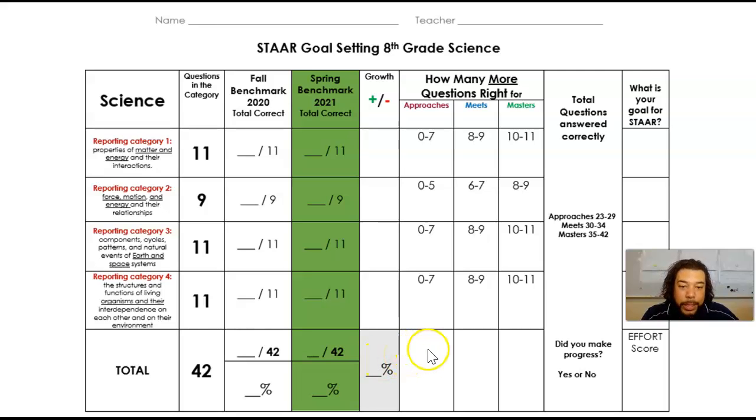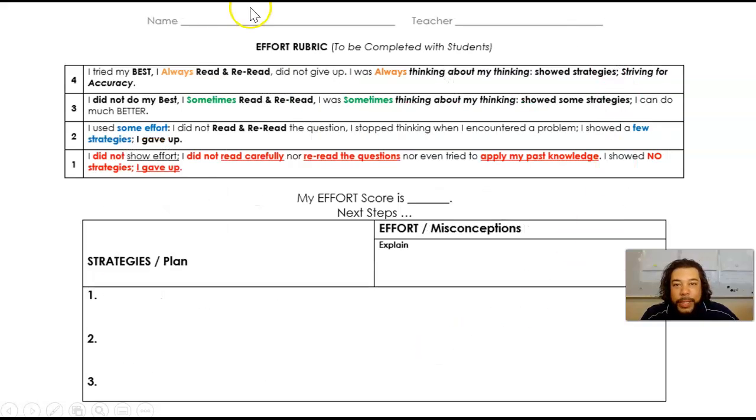There's a second part to this sheet, which is the effort portion of it. The kids will have an opportunity to sit back and reflect on the effort they put forth while taking the test. On a scale of 1 to 4, 1 being I did not show effort, I did not read carefully, nor did I reread the questions, nor even try to apply my past knowledge. I showed no strategies, I gave up. To 4, which is I tried my best. I always reread and reread, did not give up. I was always thinking about my thinking, showed strategy, striving for accuracy. The kids can gauge where they were and give themselves a score here.